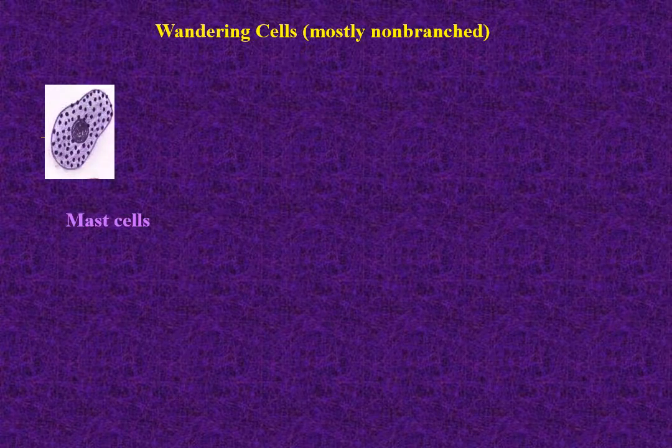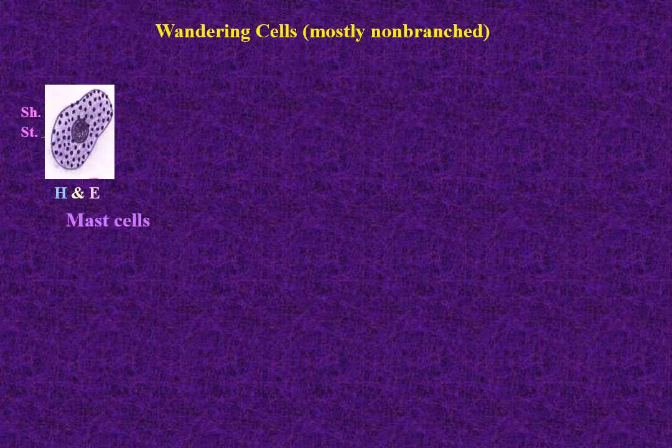Wandering cells. They are wandering motile cells. Most of them may be short-lived and non-branched. Mast cells are oval or rounded in shape, abundant in loose connective tissue along the blood vessels. The nucleus is central and rounded. The cytoplasm is basophilic, granular, containing secretory granules, and possesses a poorly developed endoplasmic reticulum.